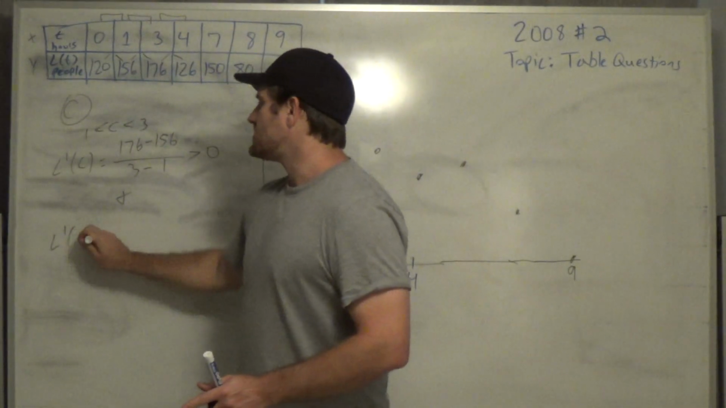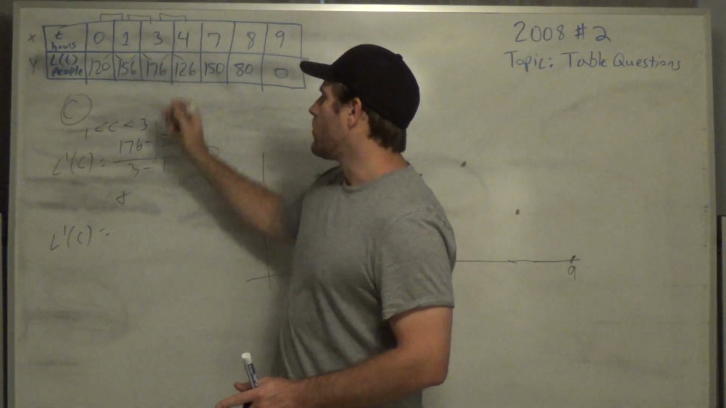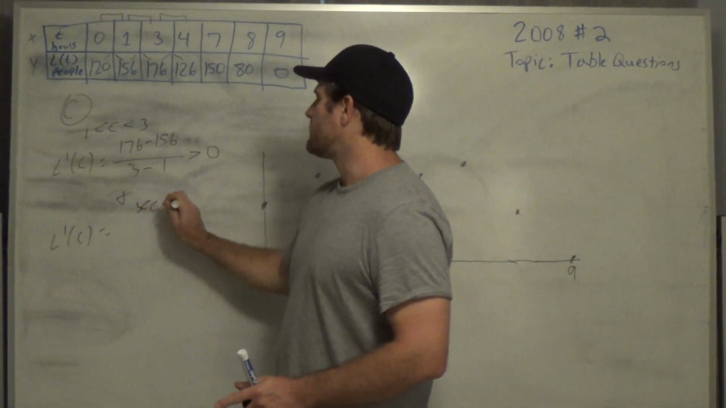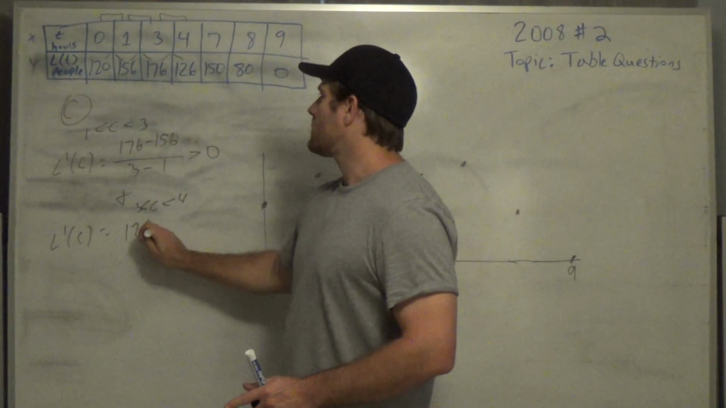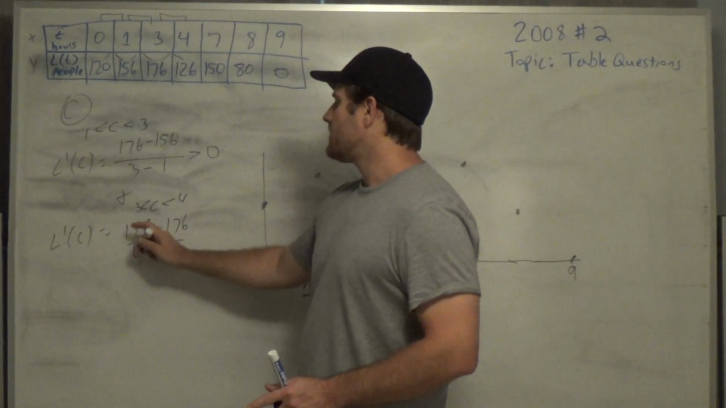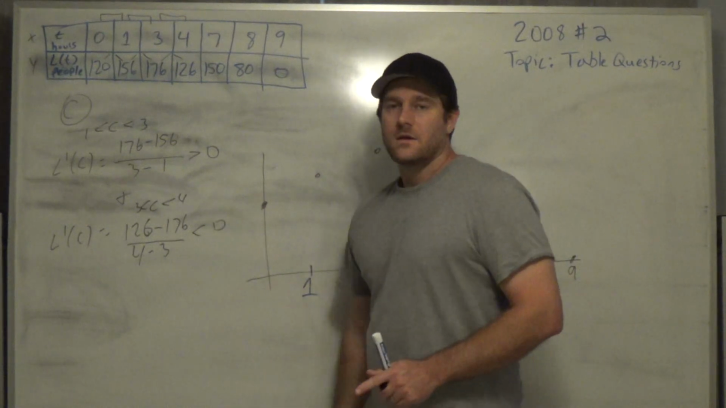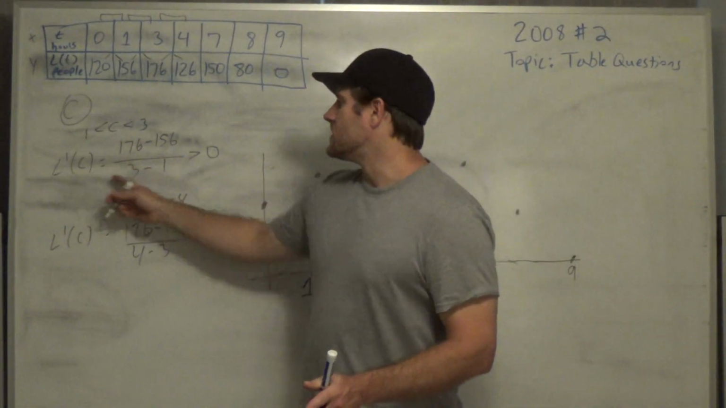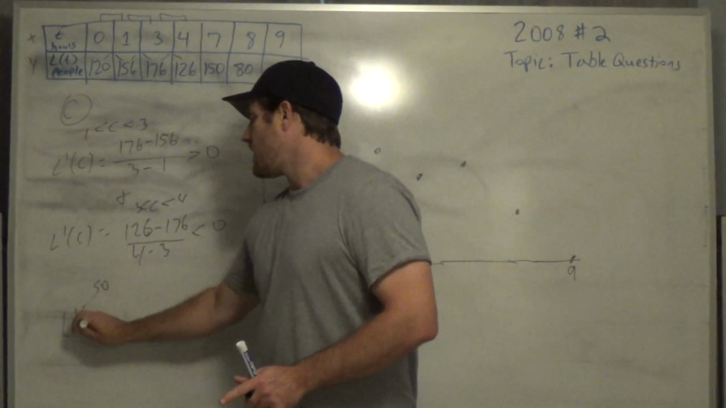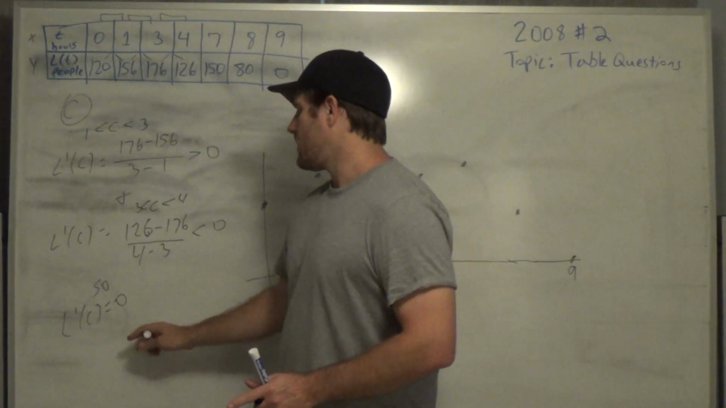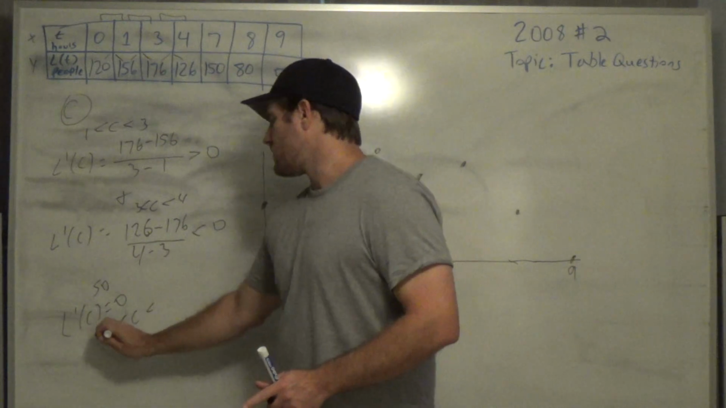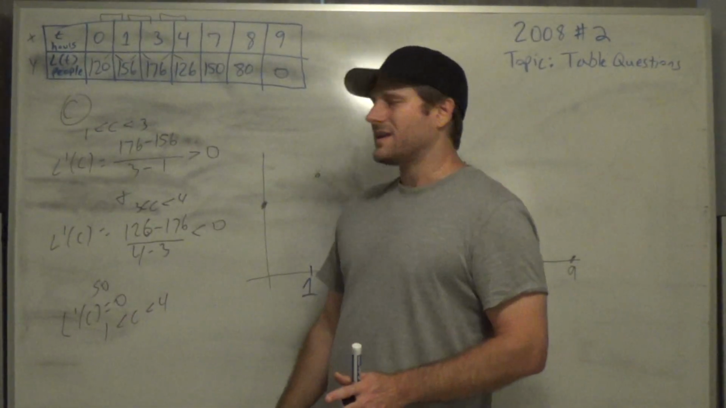And for some c between 3 and 4, well, let's look at what happens between 3 and 4. So now when c is between 3 and 4, if we find the slope, 126 minus 176 over 4 minus 3. I don't know what I get, but I'll notice I get a negative answer. So let's look at this. The slope is greater than 0, and then the slope is less than 0. So L prime of c had to equal 0 for some c in between. So this was from 1 to 3, and this was from 3 to 4. So somewhere between 1 and 4, L prime of c had to equal 0.